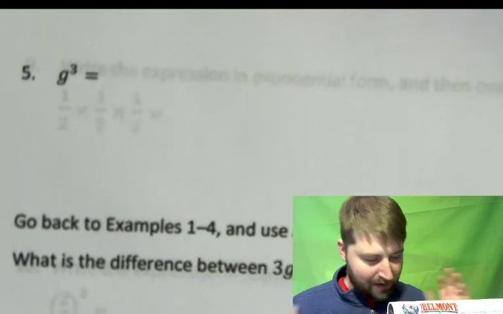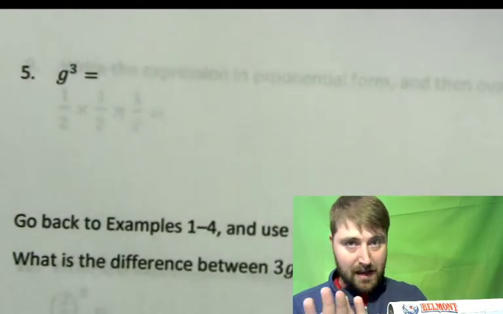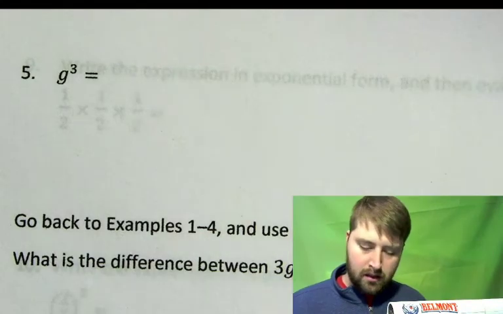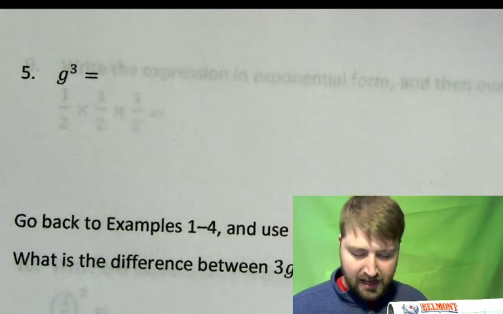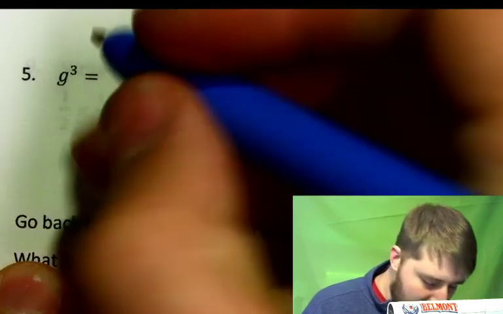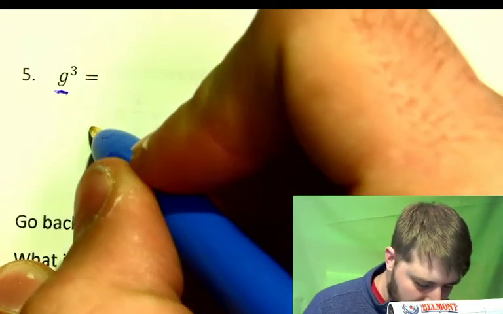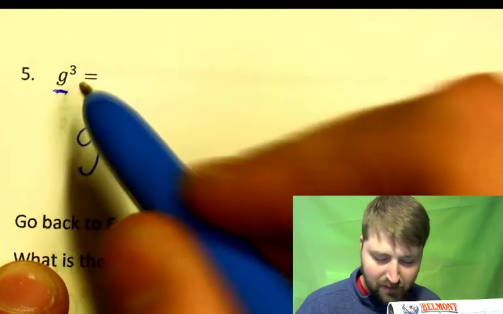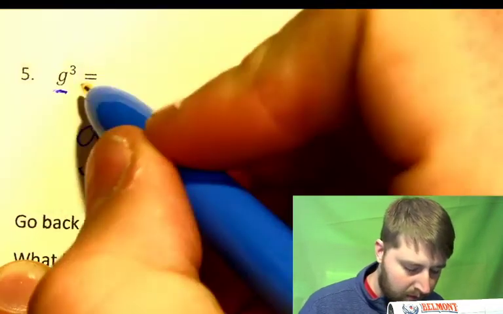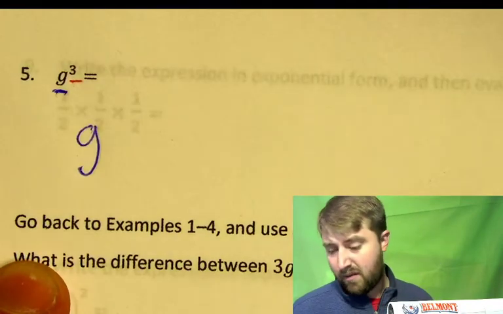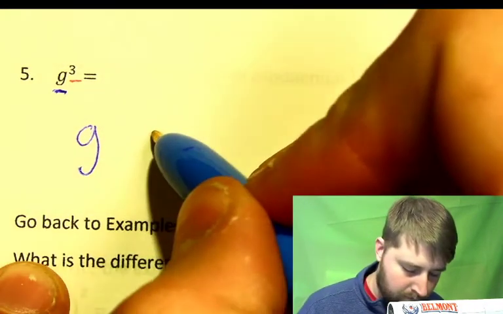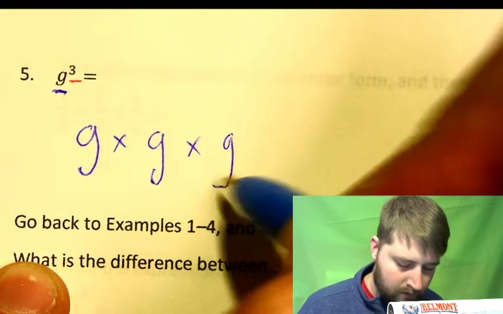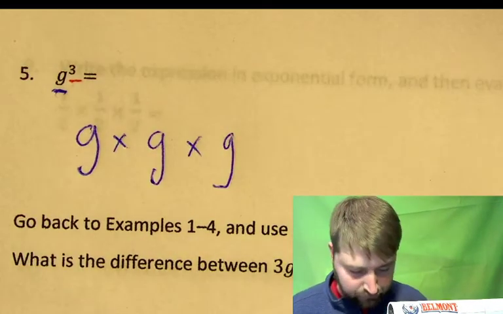We're going to do the same thing. We have our base. Our base is G. And our exponent is a number. It's 3. So in order to go to expanded form, all we're going to do is take our base, which is just a G, and we're going to multiply it together the number of times of our exponent. Since our exponent is 3, we need 3 Gs. G times G times G. There we go.